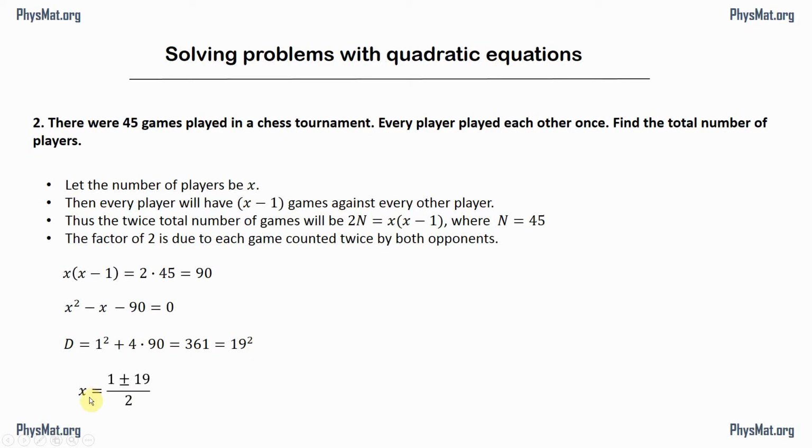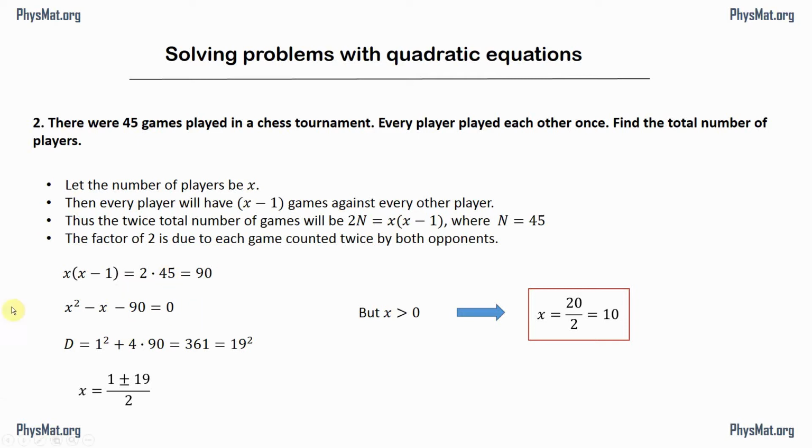So therefore, our x will be 1 plus minus 19 divided by 2. Again, you can see that one solution is positive and another one is negative. Our number of players cannot be negative, so we only leave the positive solution, which is 1 plus 19 divided by 2, which is equal to 10. So that's our answer. The total number of players in the tournament is 10.